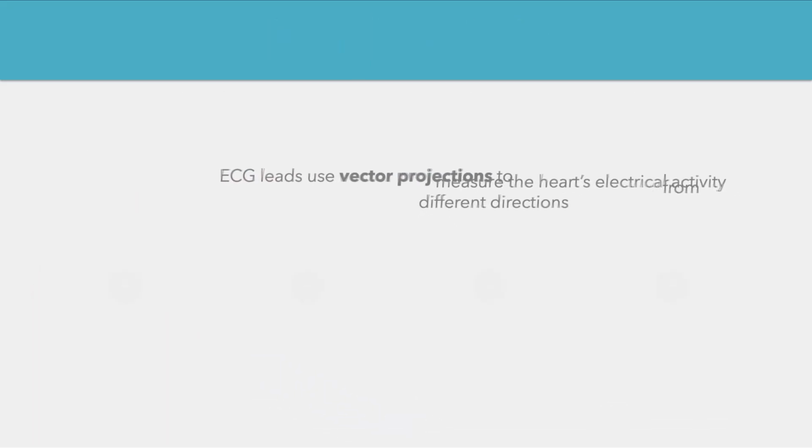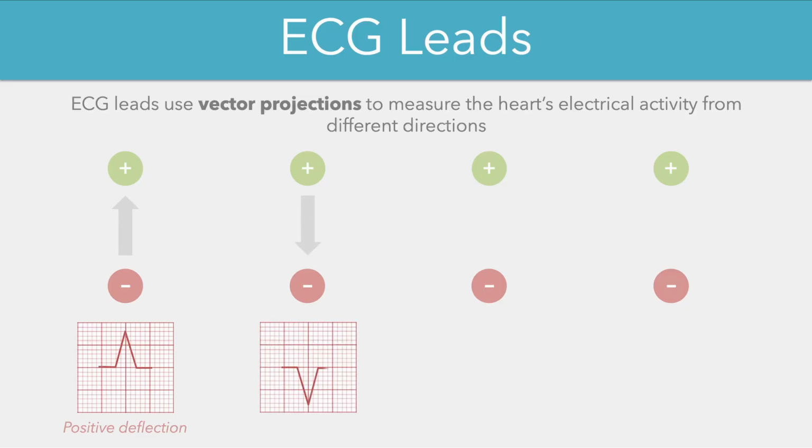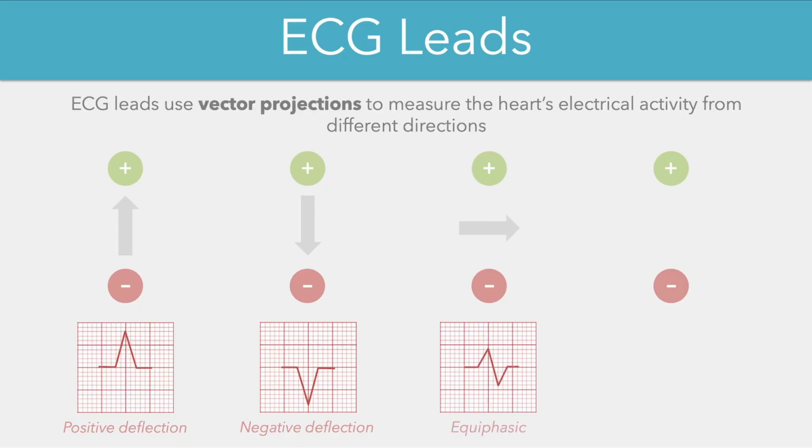Just to explain this principle in more detail, if we have an impulse which is traveling towards an ECG lead, this is picked up as a positive deflection on our tracing. In the opposite situation, an impulse which is traveling away from an ECG lead is seen as a negative deflection. If we have an impulse which is traveling perpendicular to a lead, this is detected as equiphasic on our tracing, which means that we have both a positive deflection and an equal negative deflection.